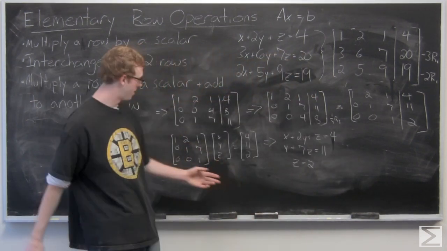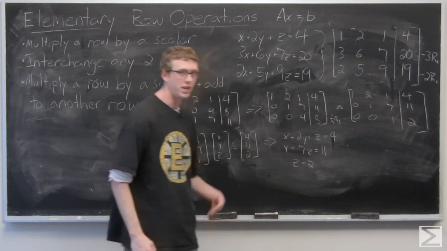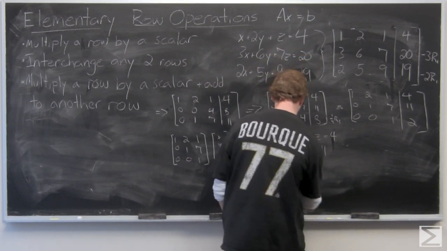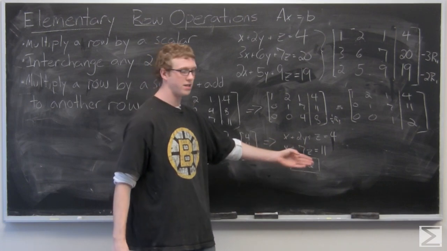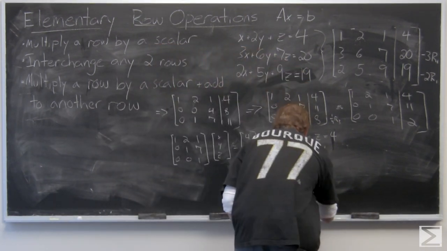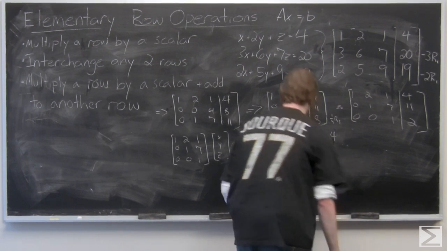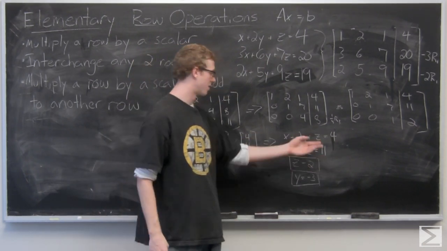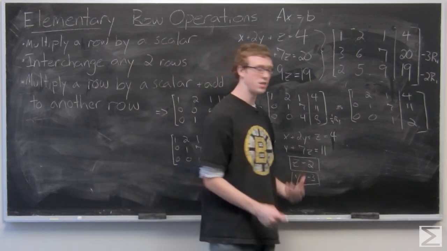So we can see after we multiply that the bottom row just results in z equals 2, and then we can go ahead and solve for y and x. So y plus 14 is going to equal 11. 11 minus 14, y equals negative 3. And then we're going to have x minus 6 plus 2 is going to equal 4. So x minus 4 equals 4, x equals 8.